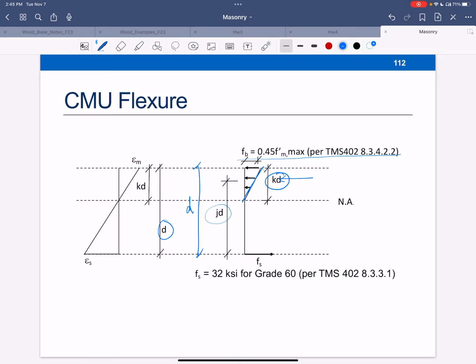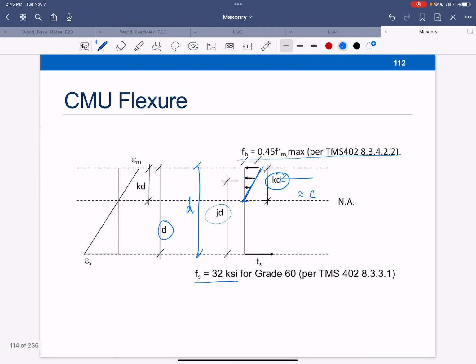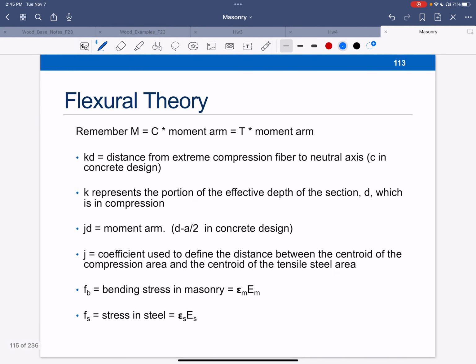This distance, KD, is essentially the same as little c for concrete. All right. Now, this triangle goes all the way down to C. I don't have an A, little a, because I don't use the block. Stress for steel, 32 KSI for grade 60. Okay, that's the allowable stress that we're going to use, and we'll get into that in the example.